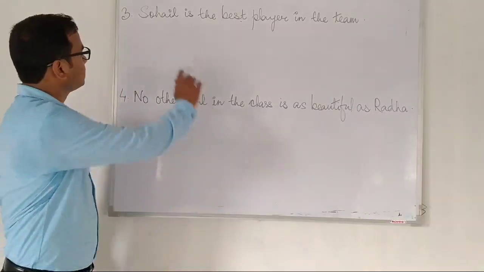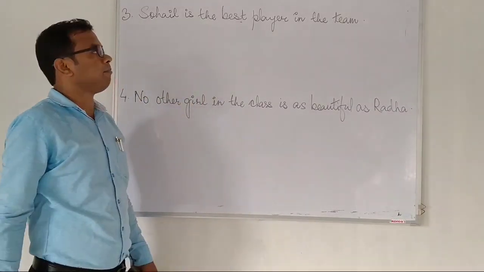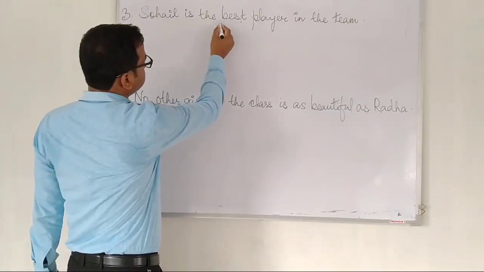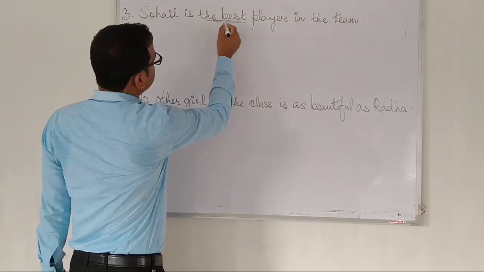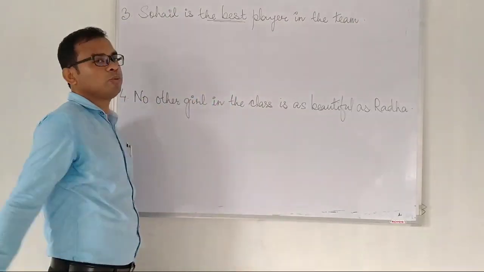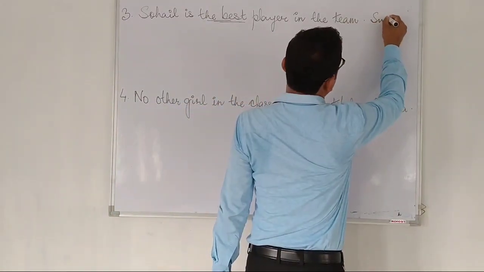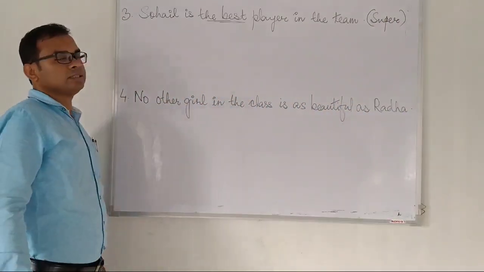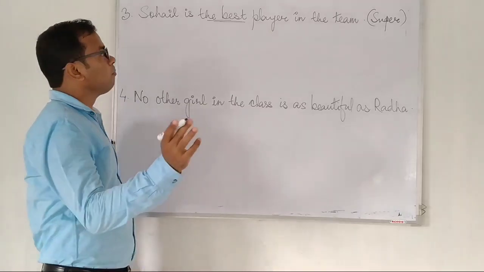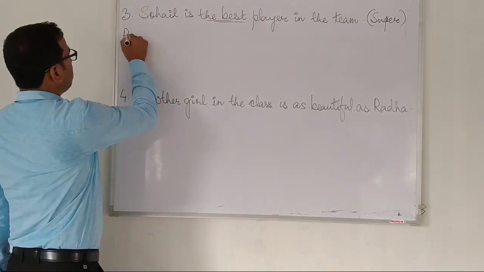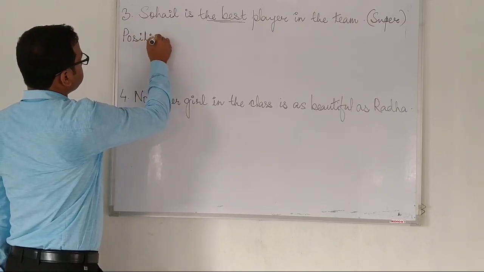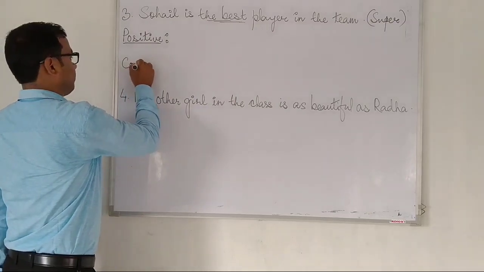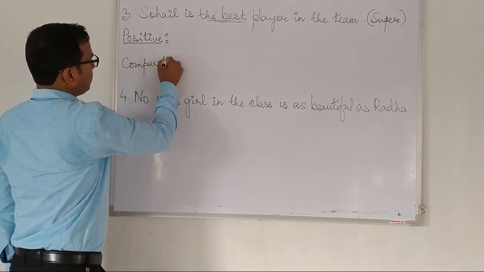Our next example is Sohail is the best player in the team. So let us identify the degree in this sentence. This is the adjective best. Best is the superlative form, so it is in superlative degree. So what will be the positive form of this? Good will be the positive form. So let us now convert into positive degree without changing the meaning. Then we convert it into comparative degree.